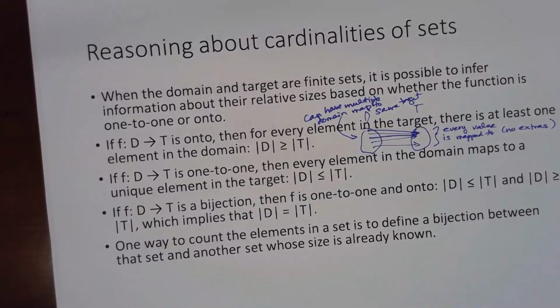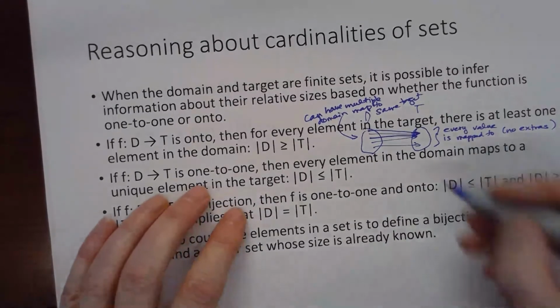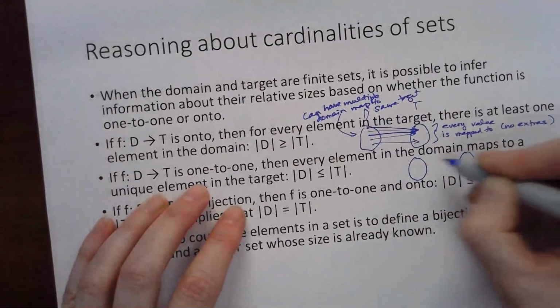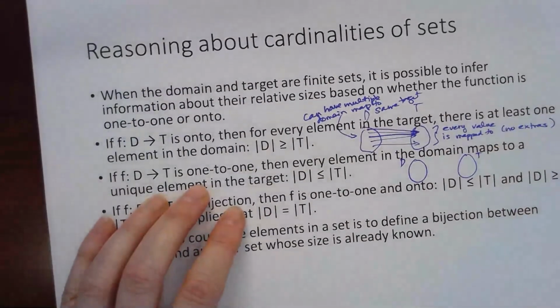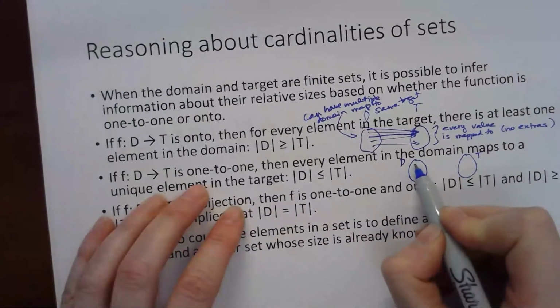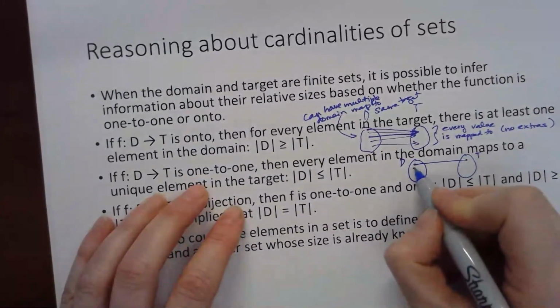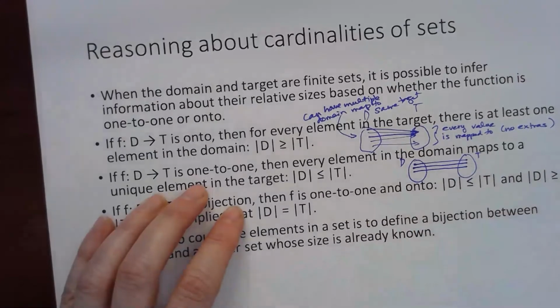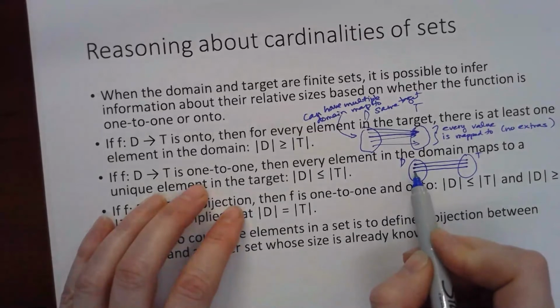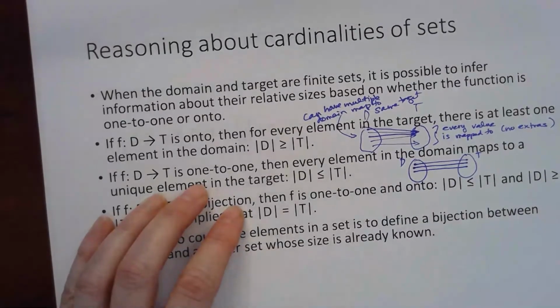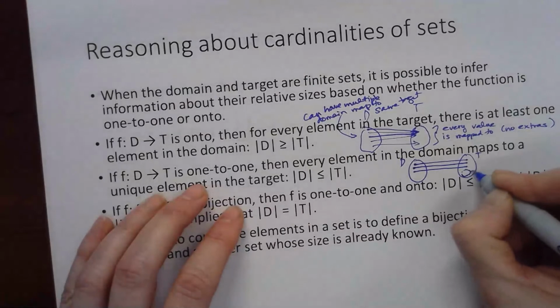I don't know if it's onto. All I know is that it's one-to-one. So I have the domain, I have the target. The domain value here maps to a target, the domain value here maps to a, okay, so they all go to one value. So I know that every domain value maps to a single target value. There's not multiple ones over here mapping to the same one, because it's one-to-one. But I don't know it's onto, and so I could have extra stuff down here.